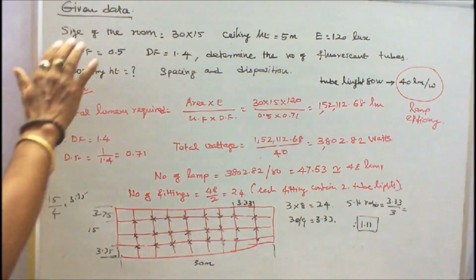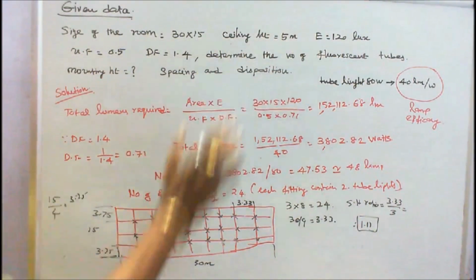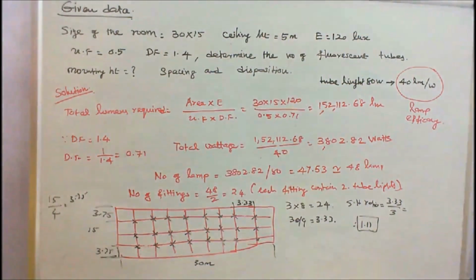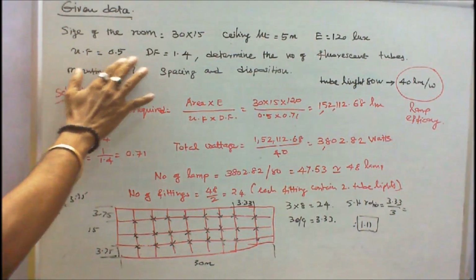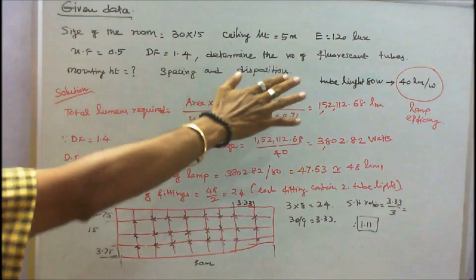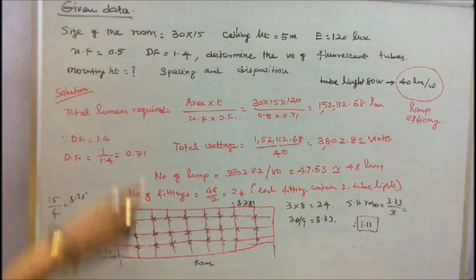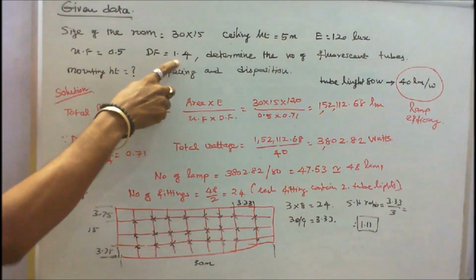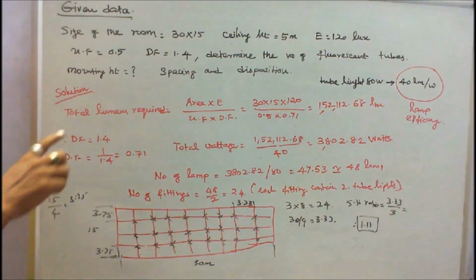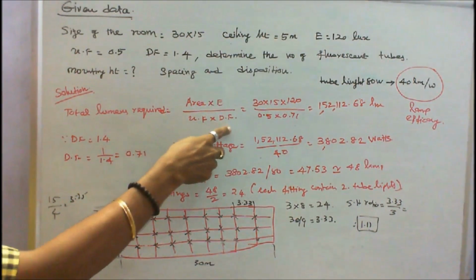In this problem, the size of the room is given as 30 by 15. Ceiling height is 5 meters and the required illumination is 120 lux. Utilization factor is 0.5, depreciation factor is 1.4. Determine the number of fluorescent tubes, mounting height, spacing and disposition. Since the depreciation value is 1.4, DF is equal to 1 by 1.4, which is 0.71. The total lumens required is equal to area times E divided by utilization factor times depreciation factor.